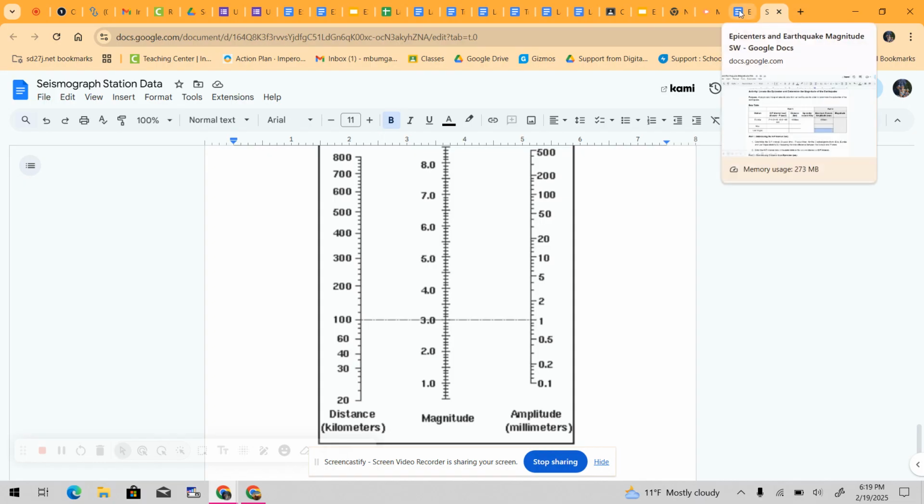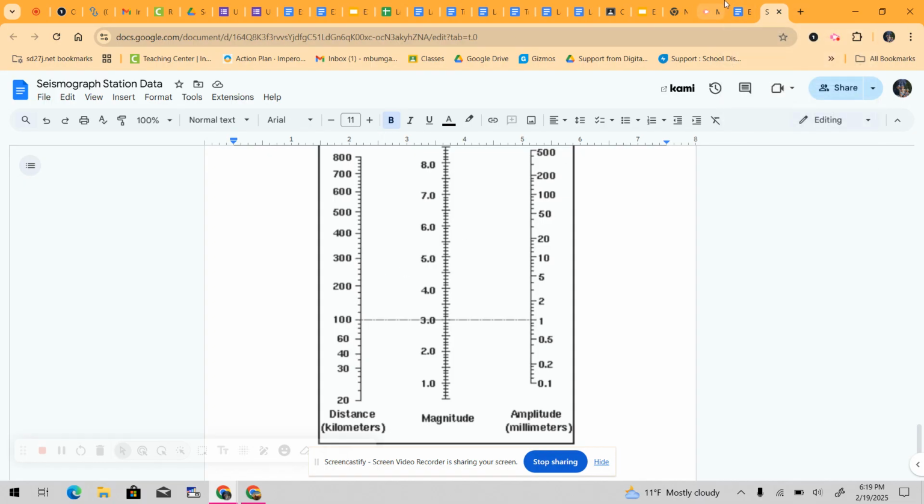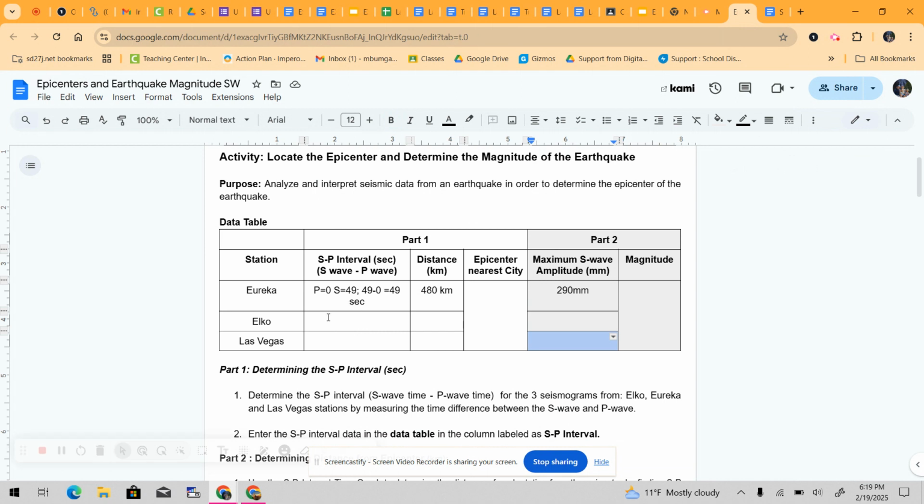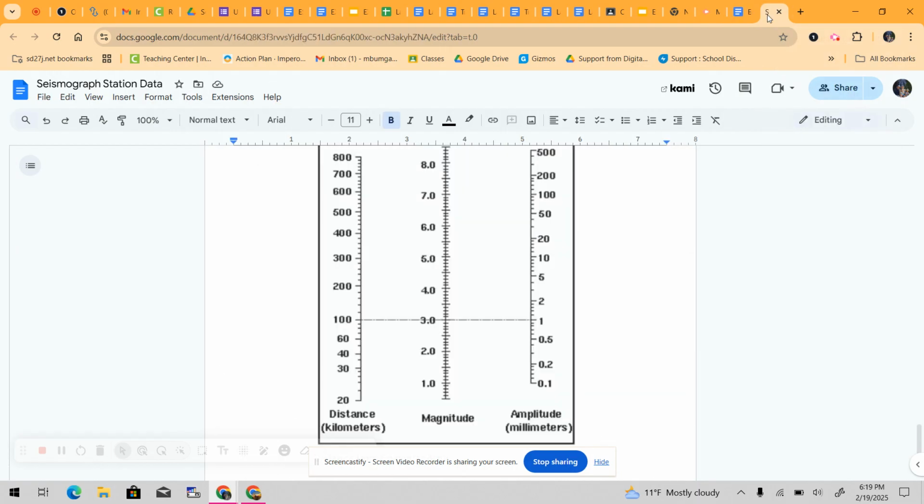So in order to do this, we're going to plot our distance that we already found. Okay, so our distance for Eureka was 480 kilometers. So here we're going to find 480. So here's 400. Each of these little tick marks between 400 and 500 go up by 20. So here our 480 mark is the last tick mark before 500.